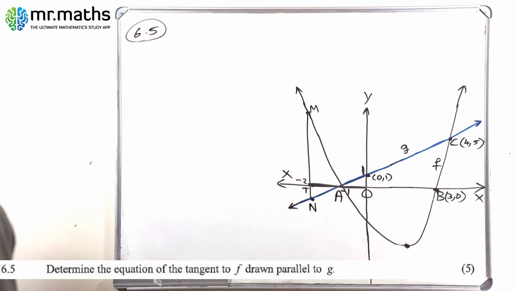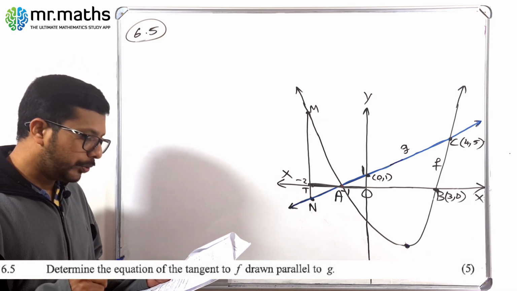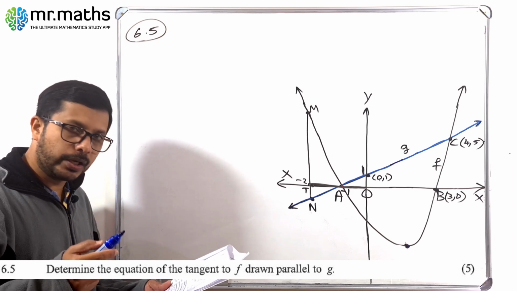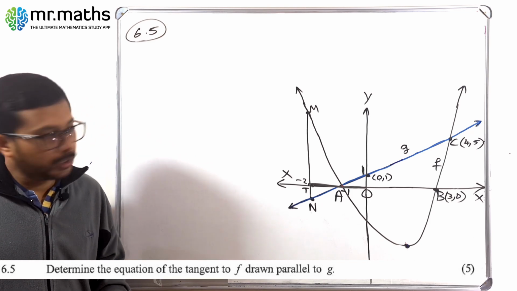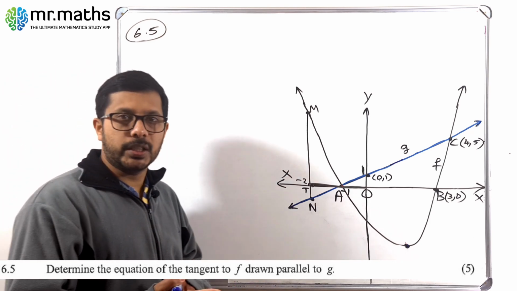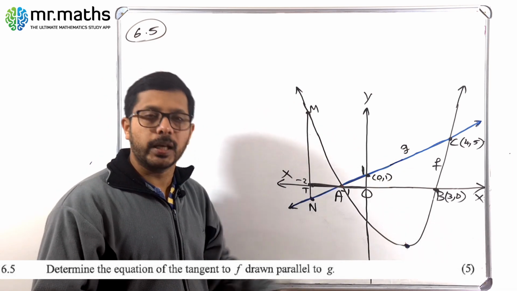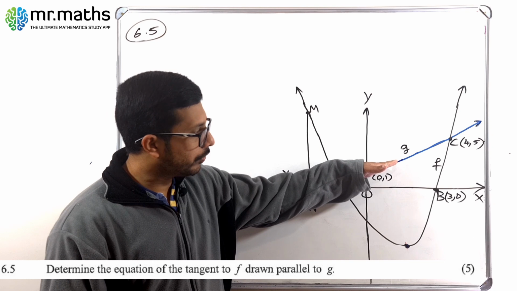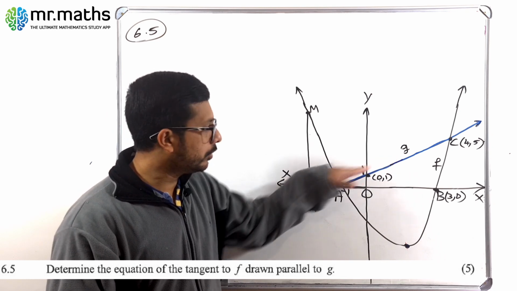Okay. Now read that question once more. 6.5. Determine the equation of the tangent to f that is drawn parallel to g. So you have to find the equation of a tangent to what? This parabola graph, and that tangent must be parallel to g. So this is our g of x graph, and we have to draw a tangent parallel to this g.